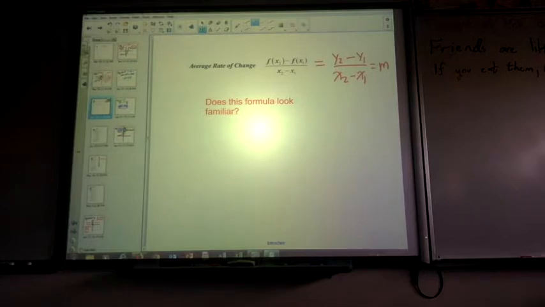So the average rate of change is the same equation as slope. Why do we use function at x1 or function at x2? We're just trying to label y2 and y1. That's all it is.